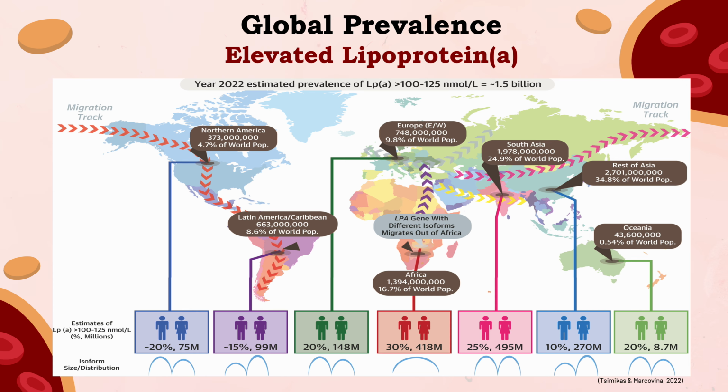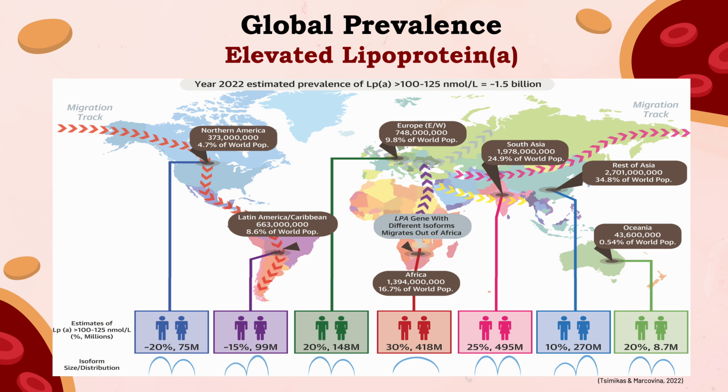South Asia has the largest absolute number, about 495 million people, or 25% of its population. Africa, on the other hand, has the highest prevalence rate, roughly 30%, affecting 418 million people. Europe and North America are each near 20%, Latin America and the Caribbean about 15%, the rest of Asia around 10%, and Oceania roughly 20%.